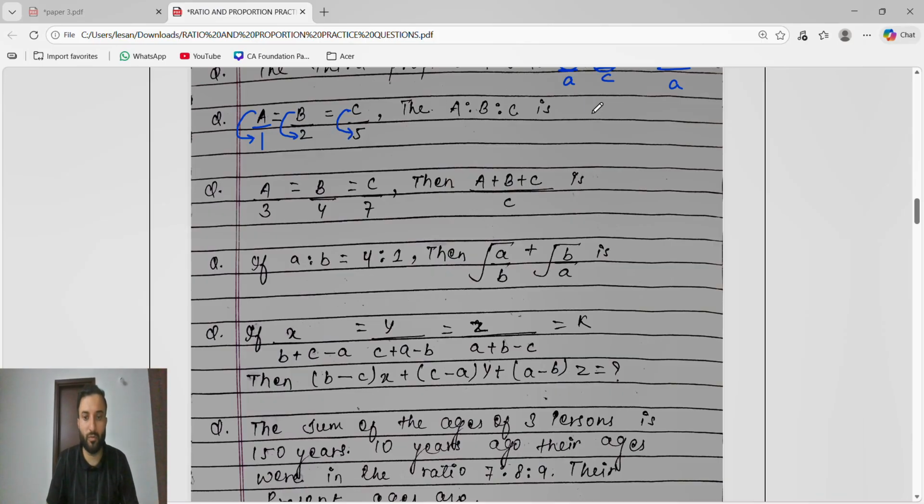So a is to b is to c means a is 1, b is 2, c is 5. A is 1 is to 2 is to 5. Correct answer. Easy shortcut guys.